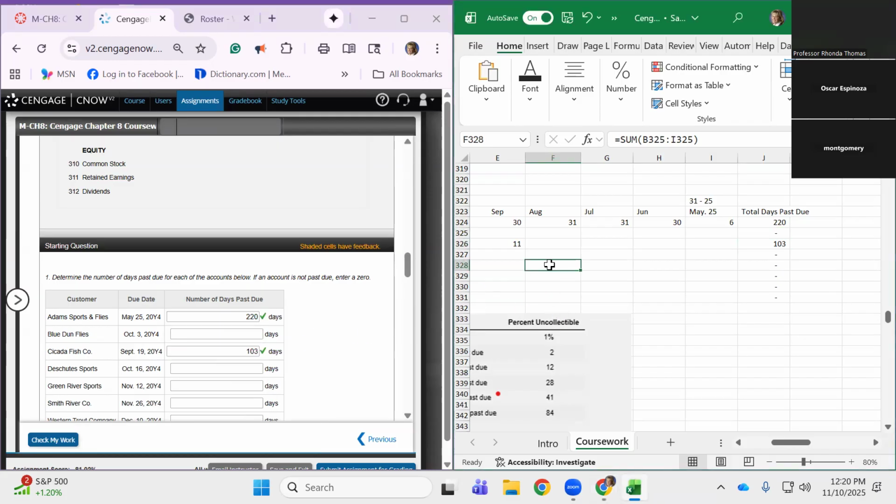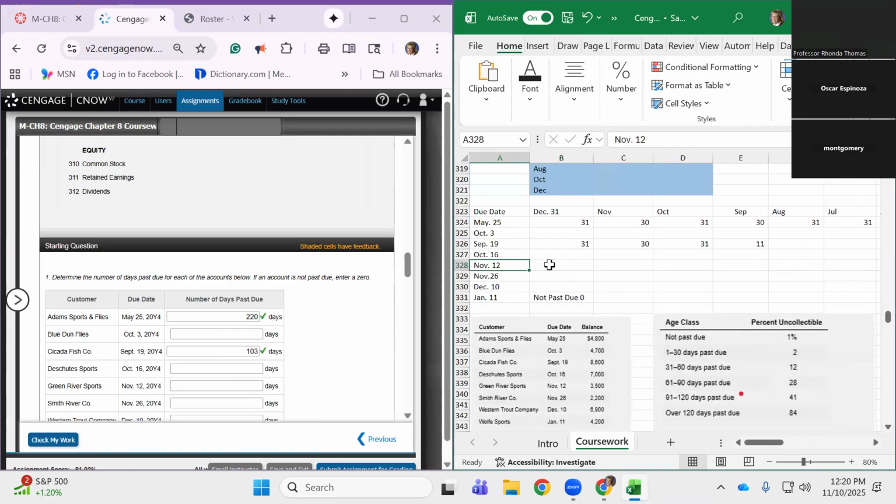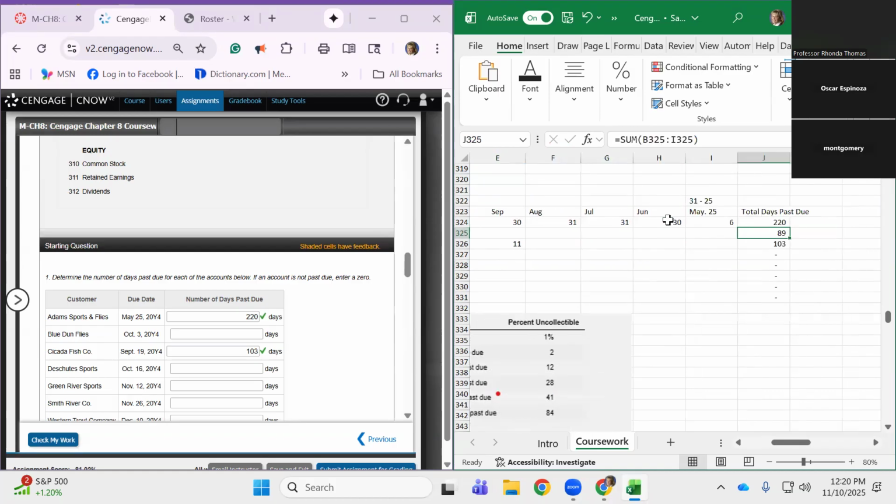Okay, so now my next oldest, the third oldest, is this October 30th. So you go to the month that it's due, you put in the number of days in that month, and you subtract the due date. So it's 28 days old in October, 30 days old in November, and 31 in December. I'm trying to give you an easy way to think about this. It should be 89 days past due. Okay, and then now we can go, I think, straight down the row.